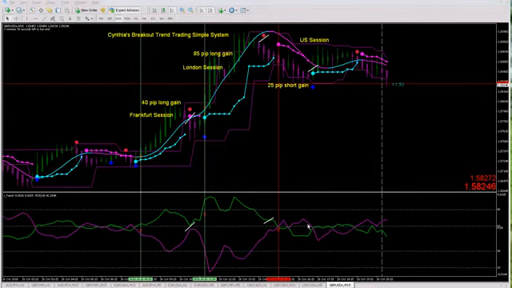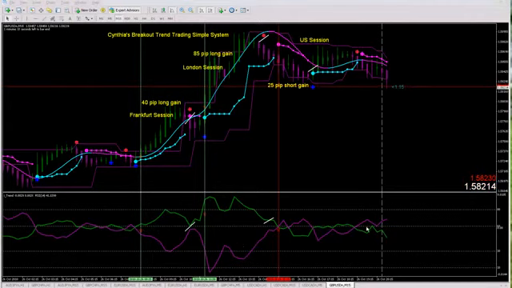You can see the volatility's really dropped off. After a long move like this, it's normal to have low volatility before and a lot of volatility, and then a resting period of low volatility afterwards. However, now we're in the afternoon session.